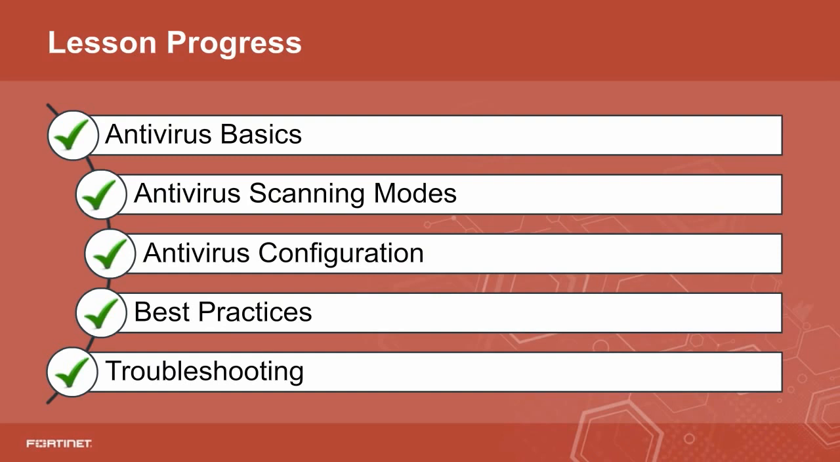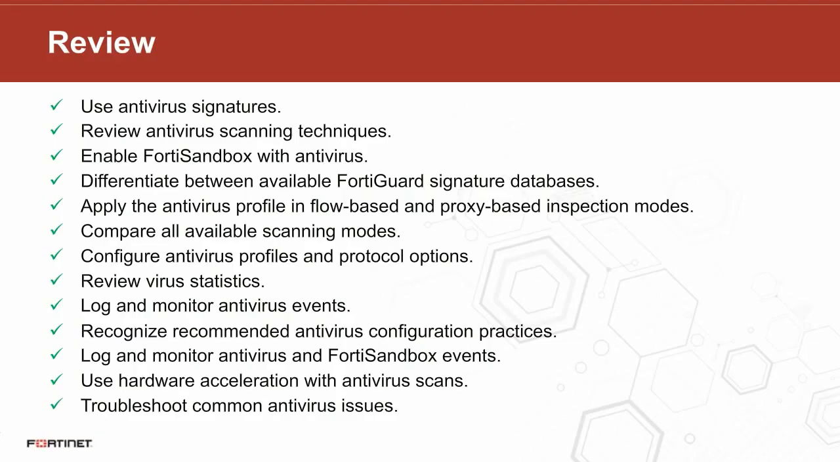Congratulations! You have completed the lesson. Now you will review the objectives that you covered in the lesson. This lesson covered the following objectives. Use antivirus signatures. Review antivirus scanning techniques. Enable FortiSandbox with antivirus. Differentiate between available FortiGuard signature databases. Apply the antivirus profile in flow-based and proxy-based inspection modes. Compare all available scanning modes.